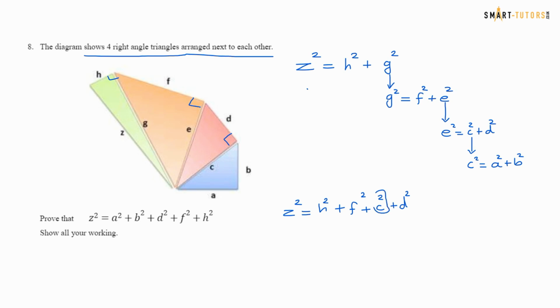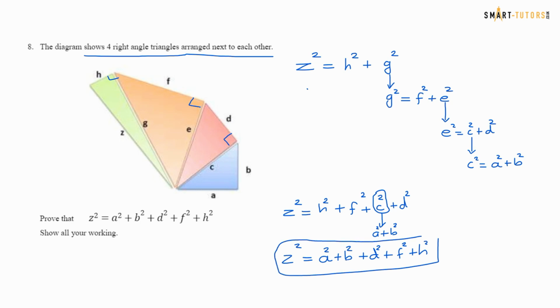So this c squared I'm going to replace with a squared plus b squared. If I write that again, set squared equals a squared plus b squared plus d squared plus f squared plus h squared. So that is the answer they ask you to prove. This is the first Pythagoras theorem, second, third, fourth. Four right angle triangles, four Pythagoras theorems. As long as you understand that g squared can be replaced by two different letters, then e squared, then c squared, and you arrange it again, you will get the answer. That is the end of question number 8.